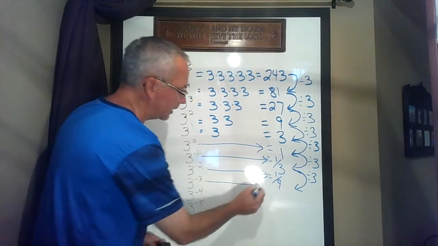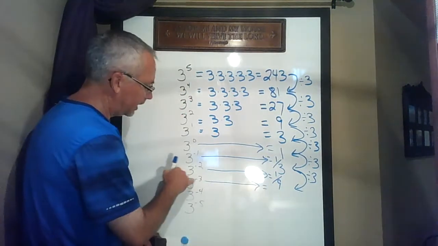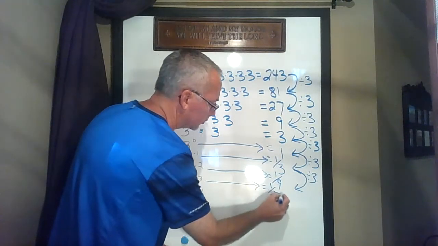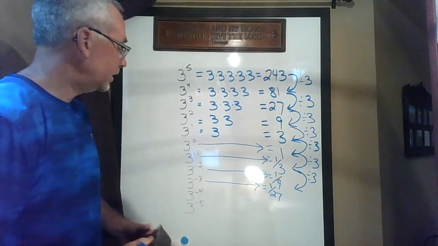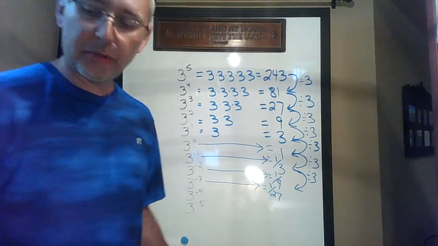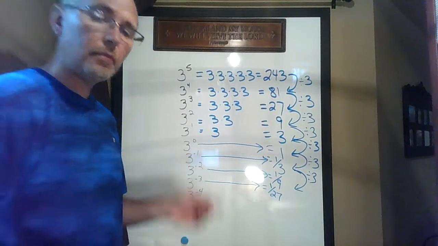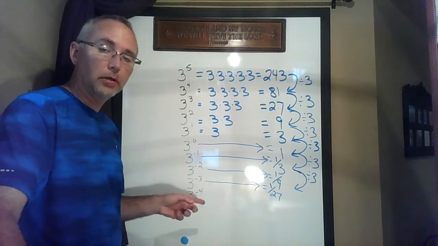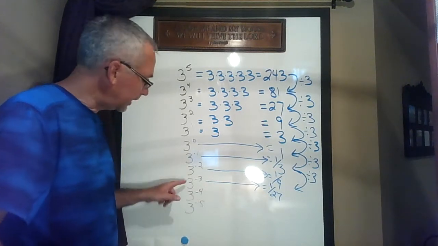And hopefully some of you are starting to discover without even having to think, 3 to the negative third power is 1 over 27. So what we discover is that a negative exponent does not create a negative number. A negative exponent just creates the reciprocal of its corresponding exponent.